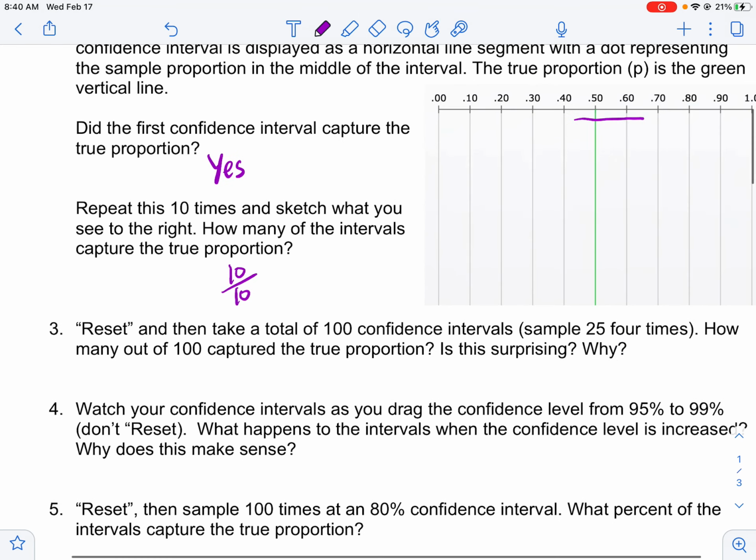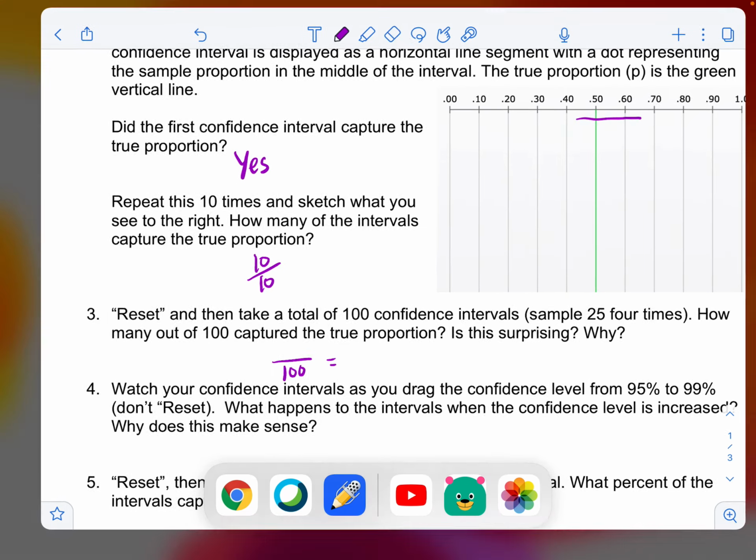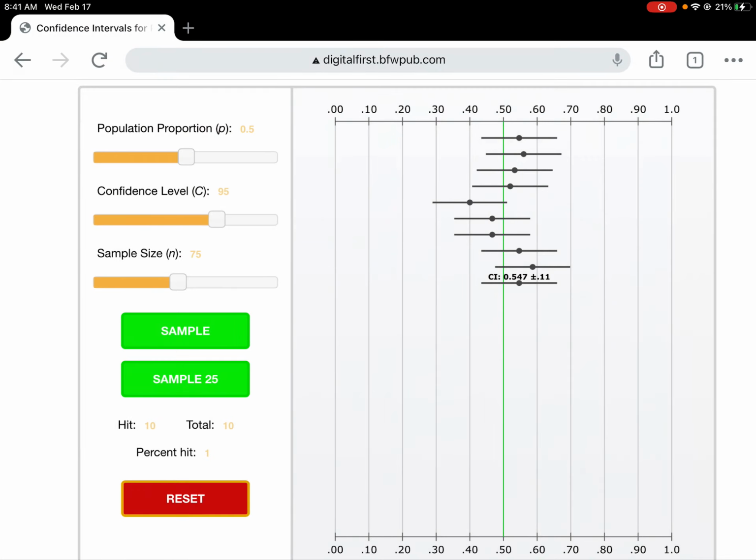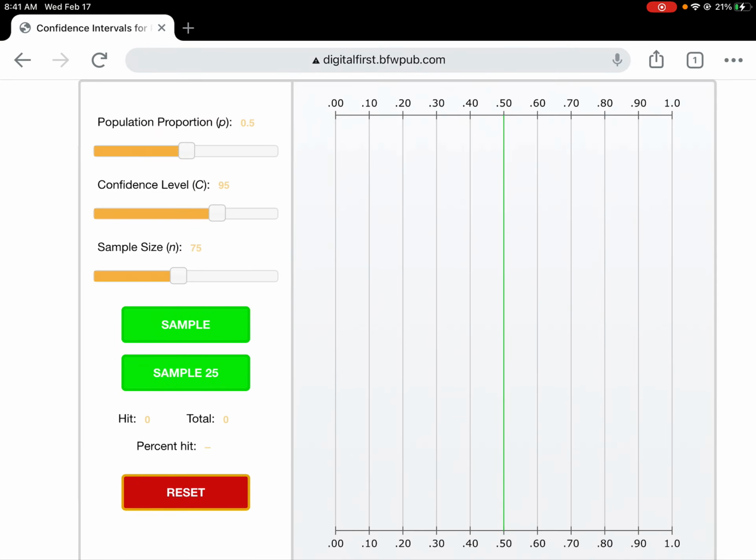Okay, number 3, reset and then take a total of 100 confidence intervals. How many out of 100 capture the true proportion? Is this surprising? Why? So we have, out of 100, how many is going to be captured? So I'm going to go back. I'm going to click reset. Reset is red at the bottom. And then I'm going to click 100 samples. So instead of taking a sample 100 times, I'll just use this 25.